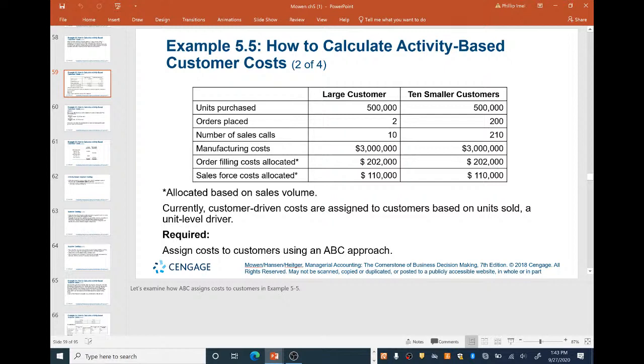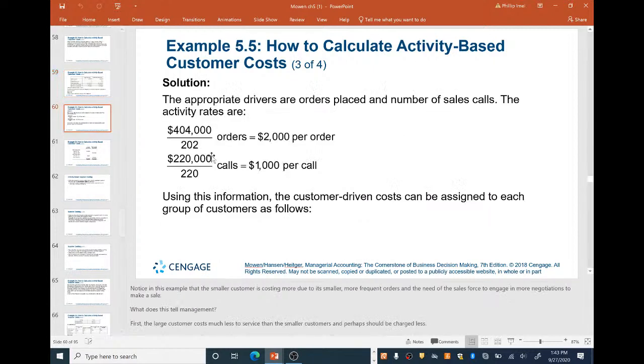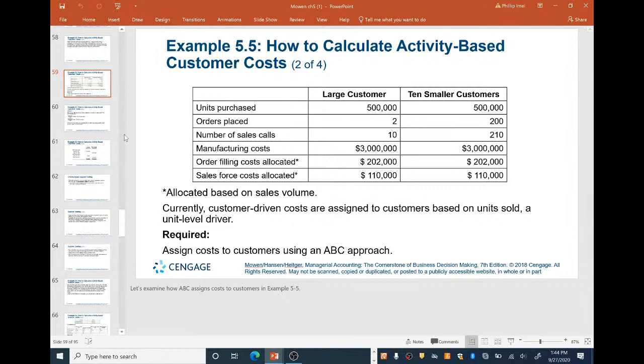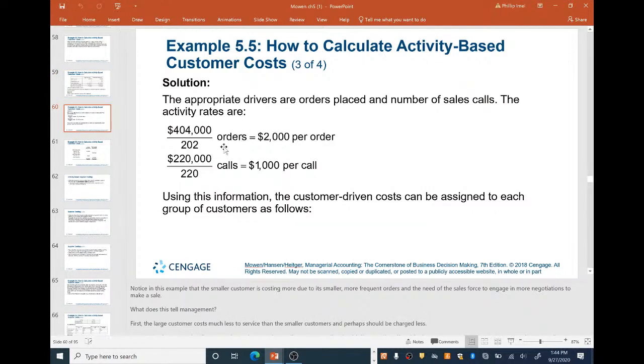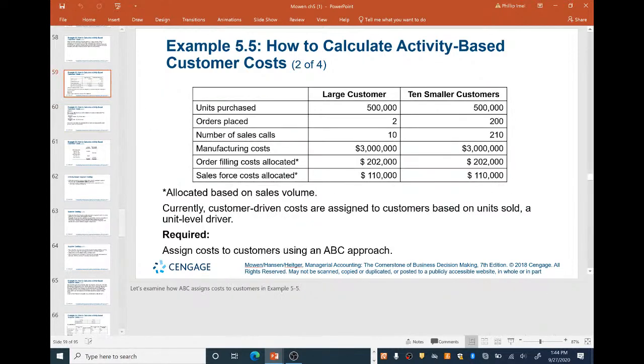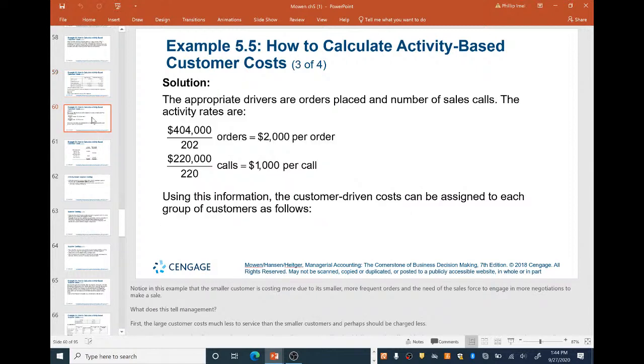Next, with the number of sales calls, 220, the sales force cost is 220,000. 220,000 over 220 is $1,000 per call. We're just using this data to see how much it would cost for each order and each call, because we want to ultimately look at the difference between the two, since everything else is constant or the same.